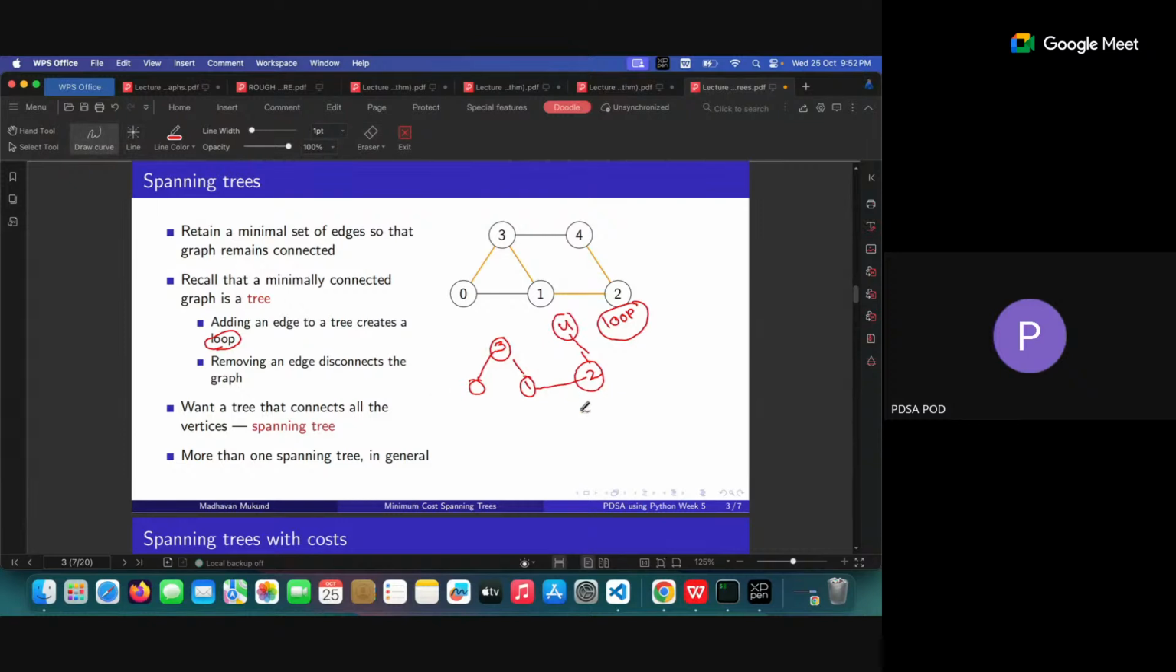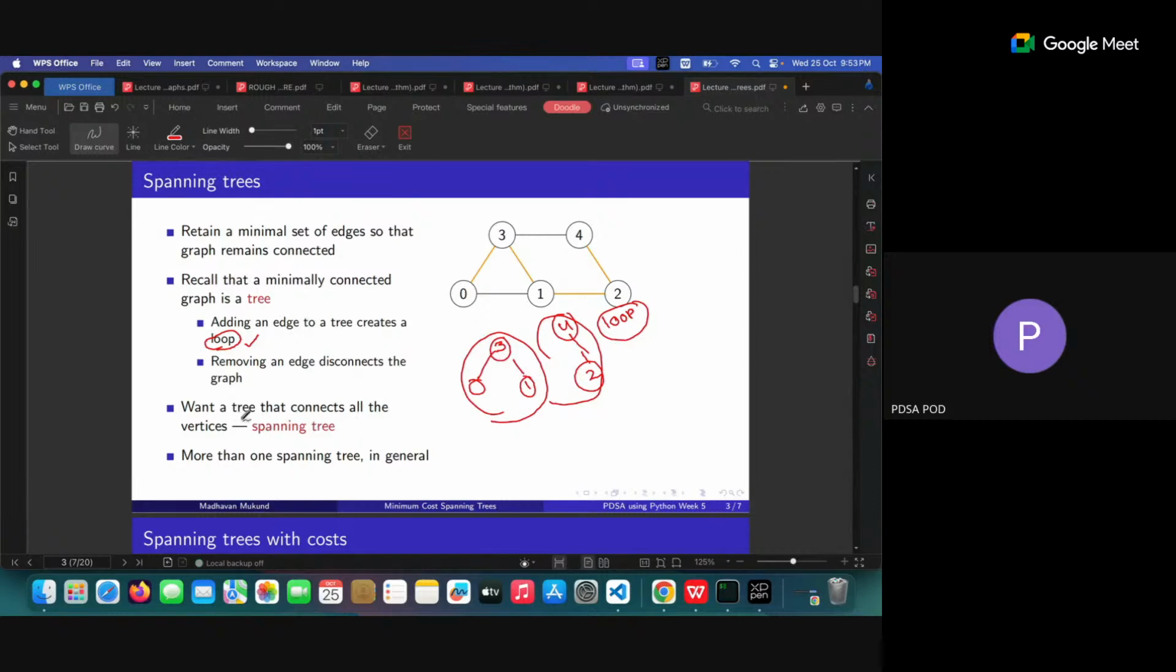If I remove any edge, immediately two disconnected graphs are created. This is one graph, and another graph is created. Only then can we say it's a spanning tree. If you add an edge and it creates a loop, and if you remove an edge and it disconnects the graph into two different graphs, then definitely it's a spanning tree.